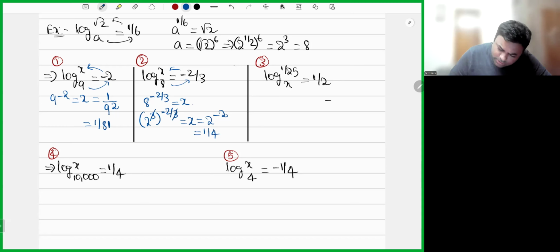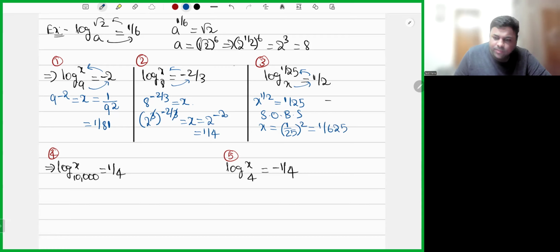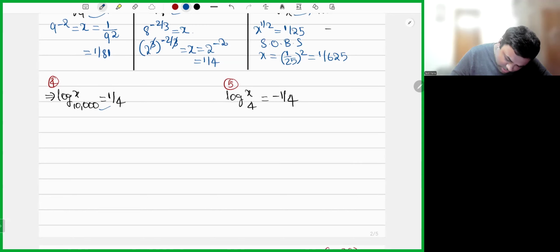Next, again, same cross product rule. X power 1 by 2 is equal to 1 by 25. I'll do squaring on both sides. X is equal to 1 by 25 whole square, which is simply equal to 1 by 625. Okay, simple.